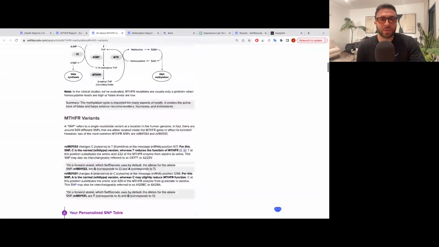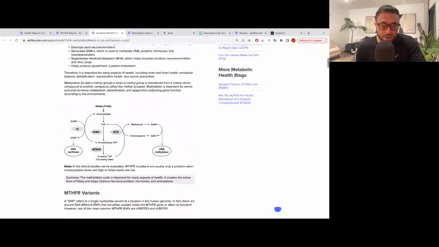180 1133. And you could just see this pathway here. It goes from dietary folate to dihydrofolate, tetrahydrofolate, 5,10 methylene tetrahydrofolate, and then it uses that MTHFR enzyme to create 5-methylfolate. Then in combination with B12, it converts homocysteine to methionine, which is then converted into S-adenosylmethionine, and that is where the DNA methylation occurs.